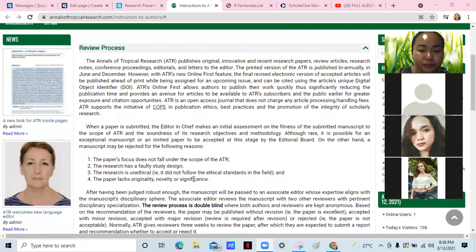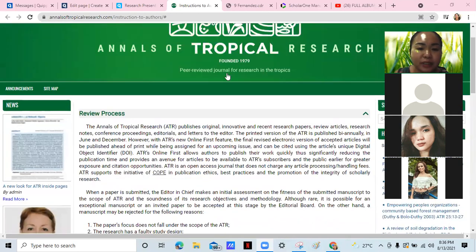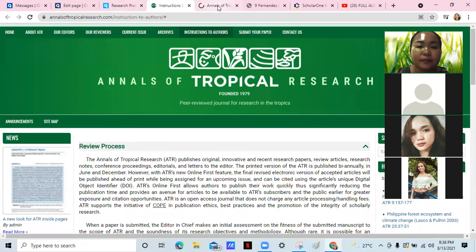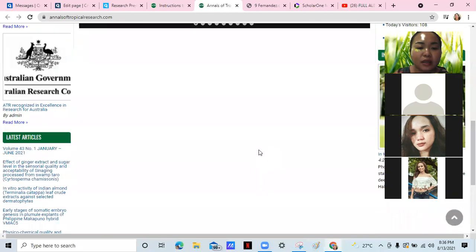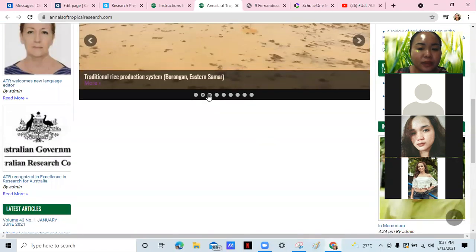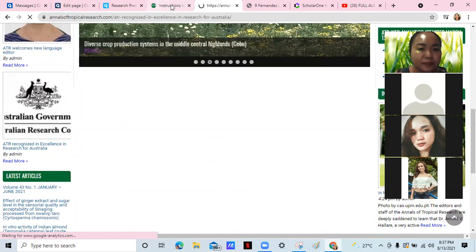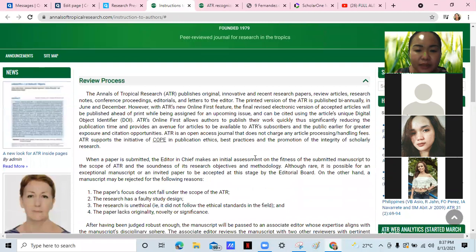And as you can see here, merong instructions kung bakit siya mare-reject at saka yung scope niya. There is a review process, but if you open the home page, you will see yung kaniyang scope, no? I just don't know what happened. But in here, they're not so particular. Supposedly in other journals nakalagay diyan yung scope kung ano yung mga topics na kanilang pinapublish. But in Annals of Tropical Research, lahat ng cover ng tropics ay kanilang research.